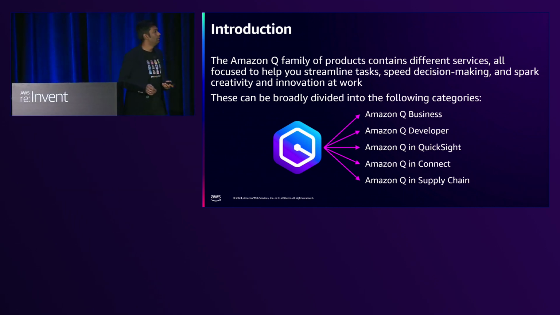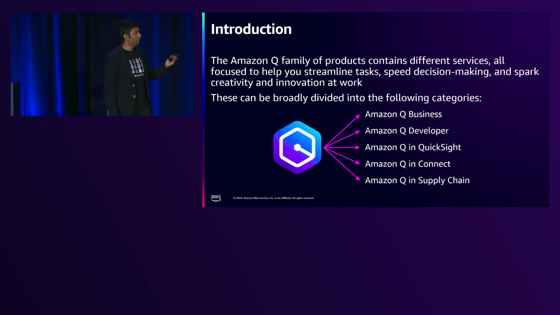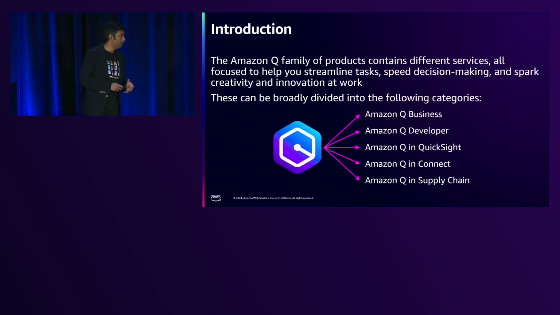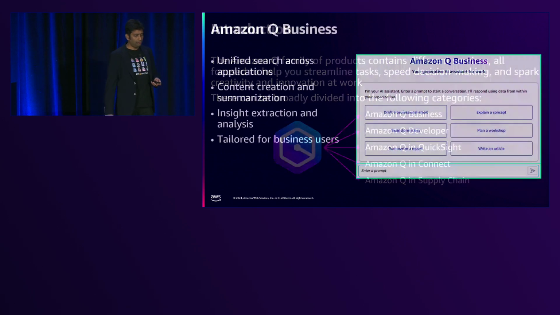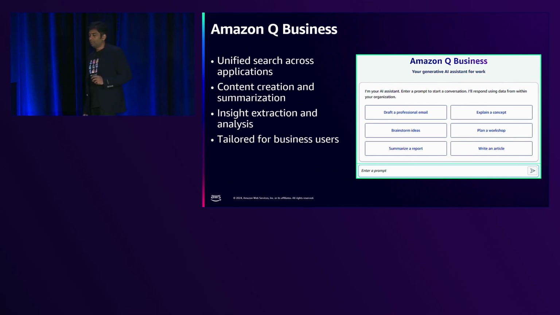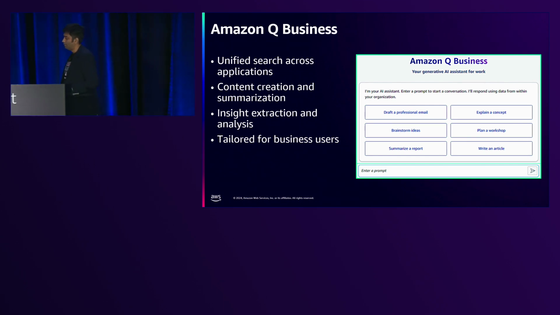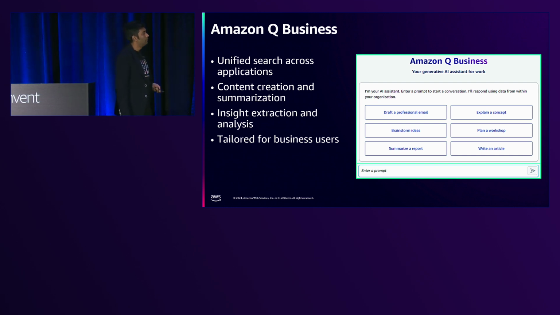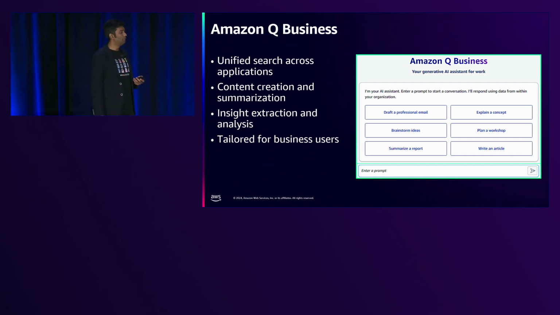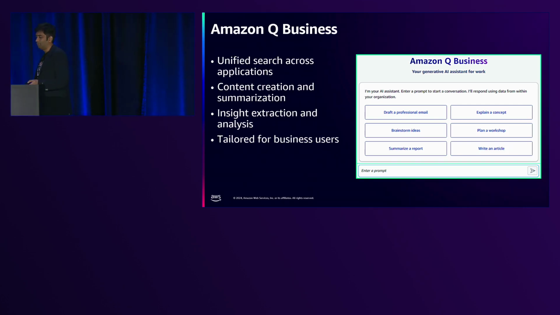Then you have Amazon Q in QuickSight. QuickSight is a BI tool, and Amazon Q is integrated in QuickSight directly so that you just have your natural language queries and it will automatically plot graphs for you. Then we have Amazon Q in Connect and also Amazon Q in Supply Chain. This is Amazon Q for Business, right? Where you can make use of the GenAI assistant to do insight extraction, content creation and summarization for your different business use cases, tailored for business users, okay?